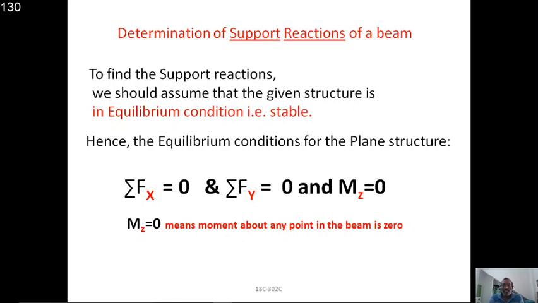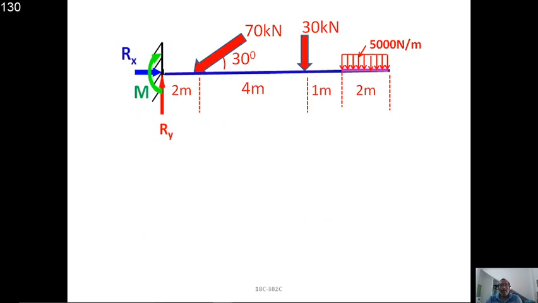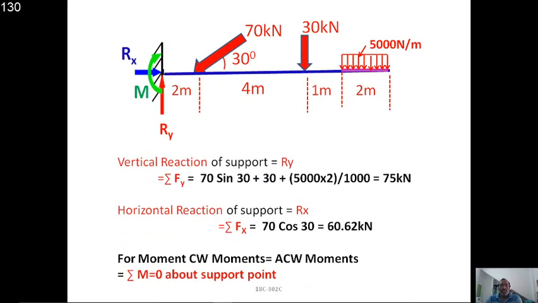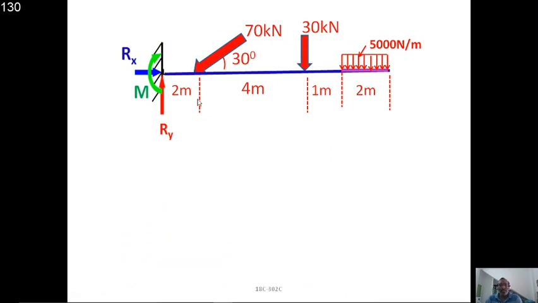We know that for a plane structure, the equilibrium conditions are sigma Fx equal to 0, sigma Fy equal to 0, and sigma Mz equal to 0. That means the moment about any point in the beam is also 0. We follow these equilibrium conditions to obtain the magnitudes of the support reactions. In the earlier class we took some examples for the same.